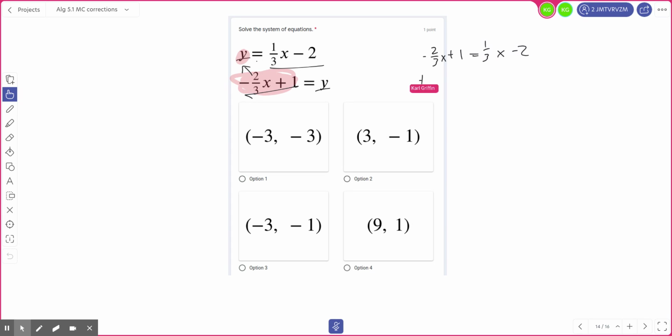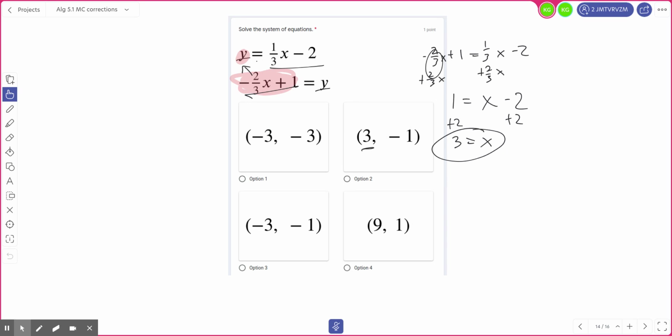So I'll go plus 2/3 x, plus 2/3 x. This is 0. 1 equals 1/3 plus 2/3 is 1x, so I'll just write x, minus 2 plus 2, plus 2. 3 equals x. Okay, so I can see now my answer is going to be option 2, but I'll just solve for y.